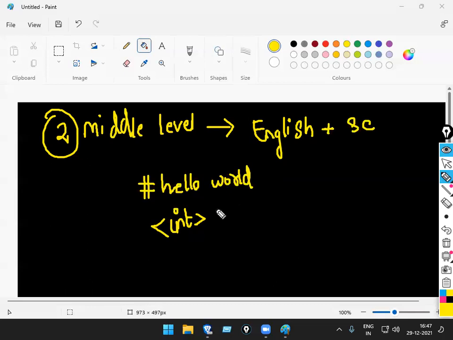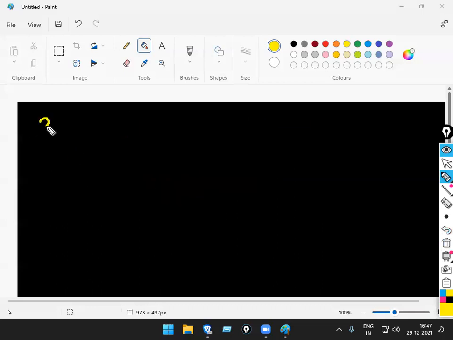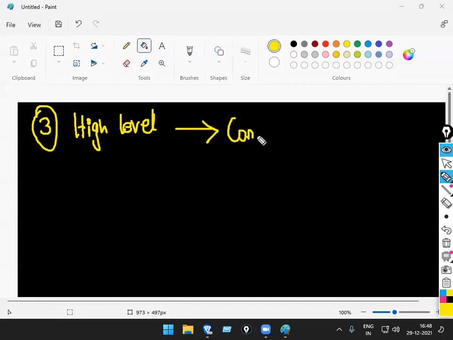This level of language is called middle level. Then the third we have is what? Last, high level. In high level, it is completely in English language.